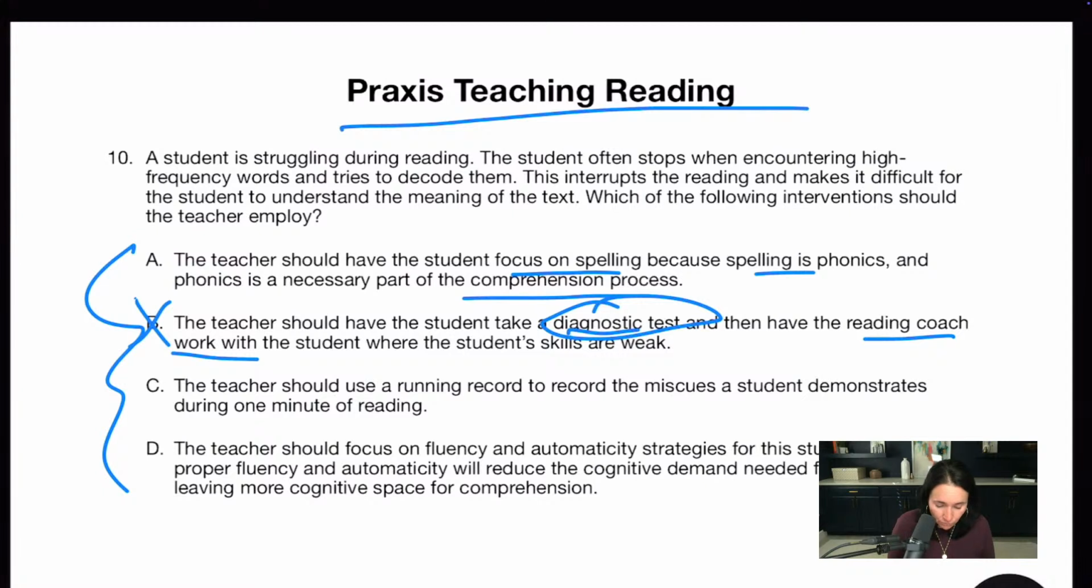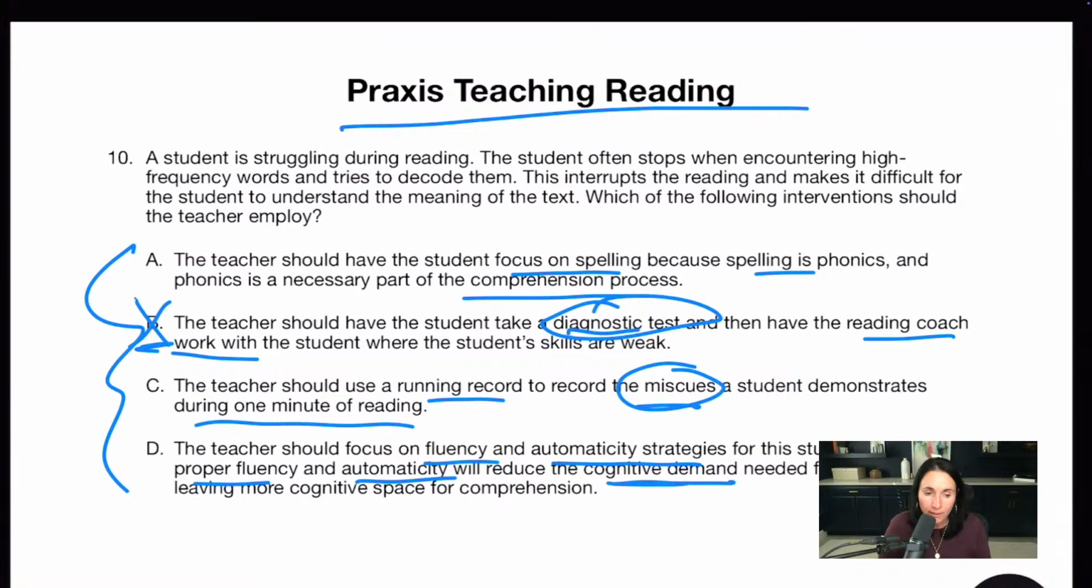C, the teacher should use a running record to record miscues a student demonstrates during 1 minute of reading. All right, we've got miscues, but no miscue analysis. I don't love C either, but B, I really don't like. D, the teacher should focus on fluency and automaticity strategies for this student because proper fluency and automaticity will reduce the cognitive demand needed for decoding, leaving more cognitive space for comprehension.